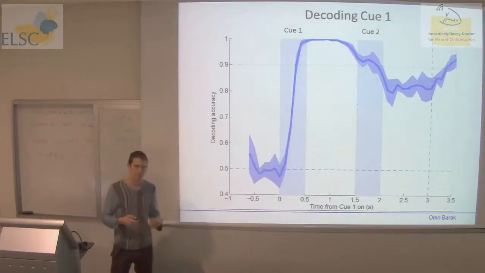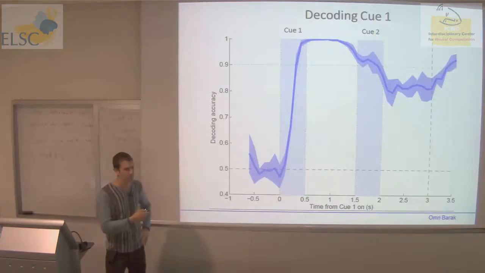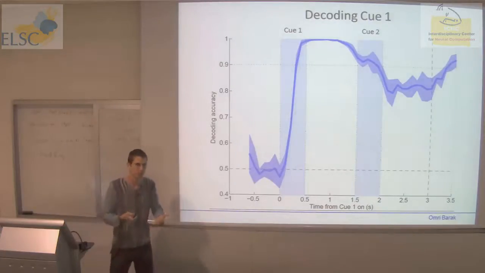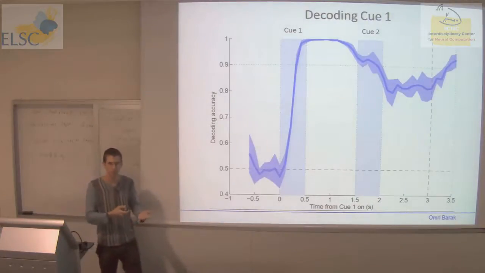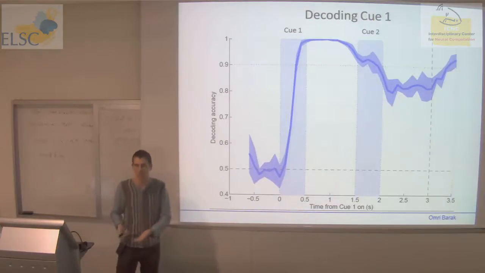And now we are going to decode the identity of the first cue from the population of neurons, and we see that we can perfectly decode this following, of course, the onset of the first cue. And at this point, of course, you might say, well, of course you can, because you have neurons in the population that are highly selective to the first cue. You are reading them and ignoring the rest.